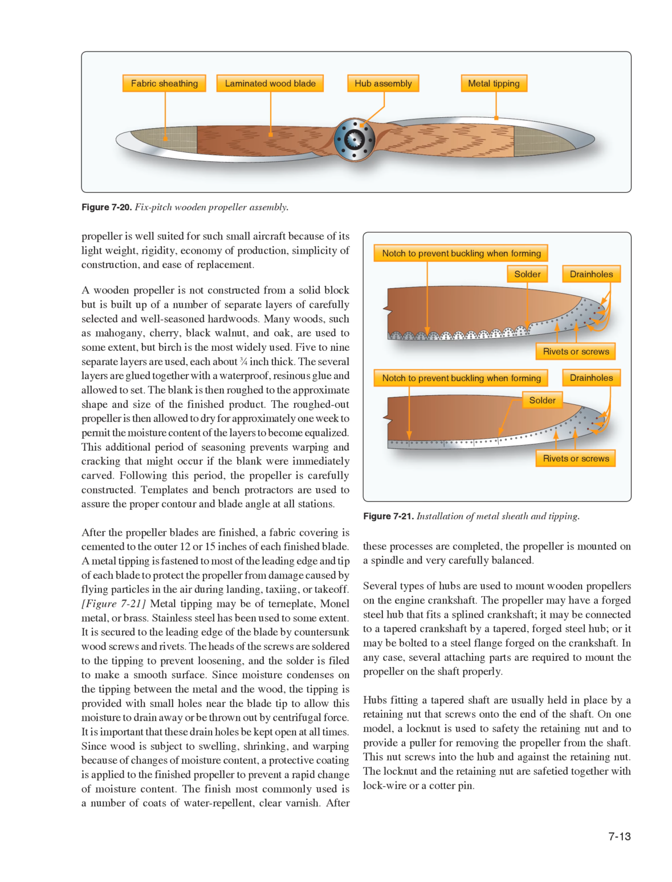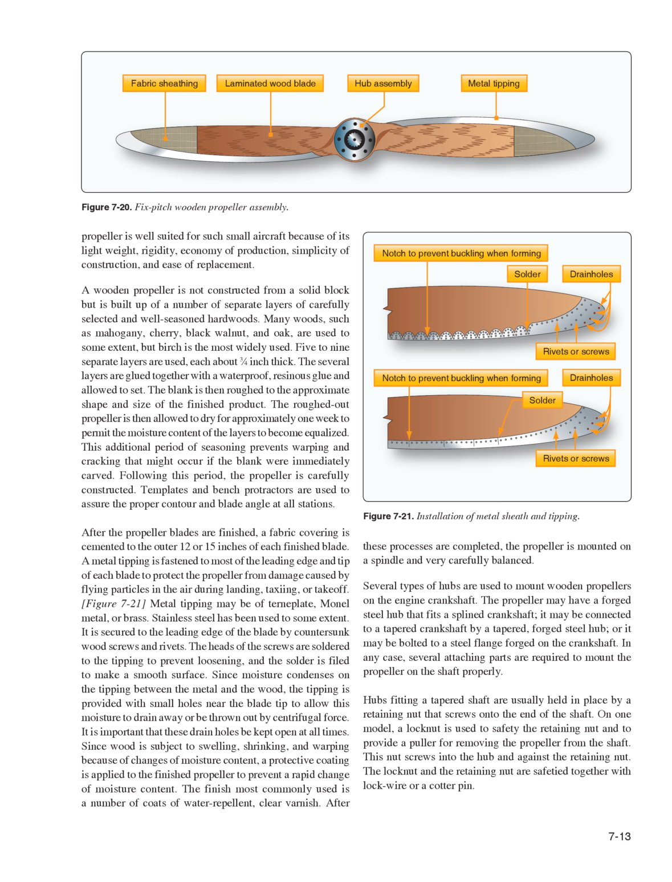Several types of hubs are used to mount wooden propellers on the engine crankshaft. The propeller may have a forged steel hub that fits a splined crankshaft, it may be connected to a tapered crankshaft by a tapered, forged steel hub, or it may be bolted to a steel flange forged on the crankshaft. In any case, several attaching parts are required to mount the propeller on the shaft properly.